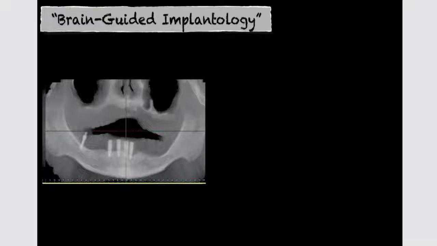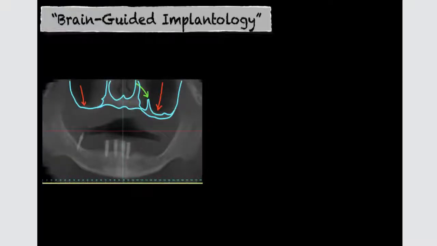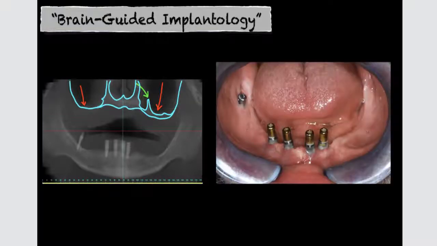So brain-guided, here's another case. I touched upon this in the last webinar, where as you can see, this represents what was supposed to have been a bilateral sinus augmentation. You can see the green arrow illustrates a septum in the maxillary sinus on the left side, and you can see in the lower arch there are 5 remaining implants, but they're barely in the bone. And so as we start to analyze these types of cases and come up with a treatment plan, what exactly are we going to do for these patients?